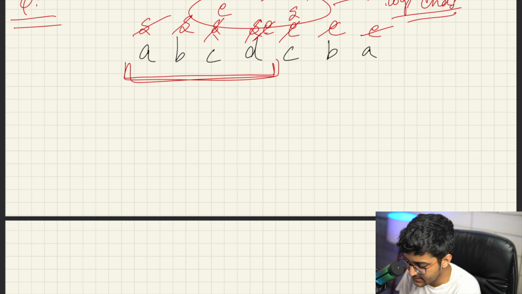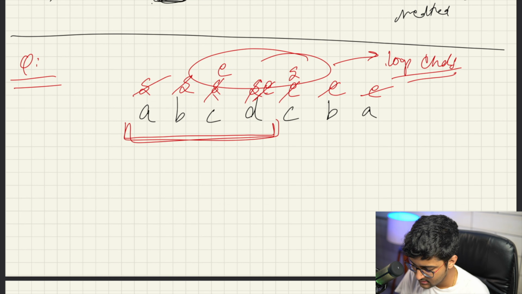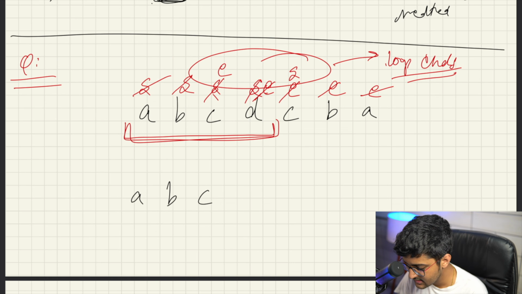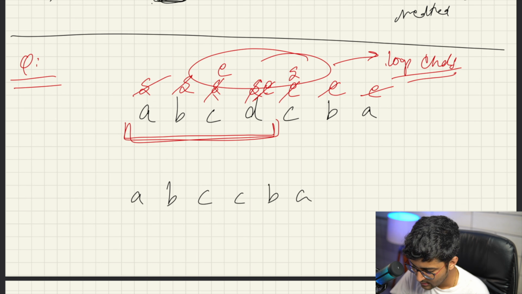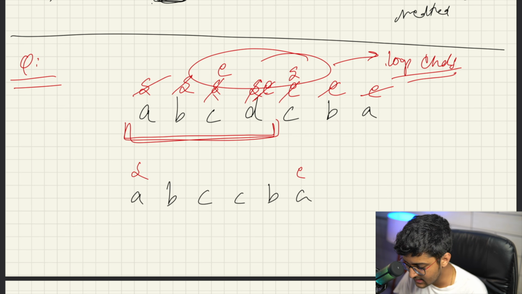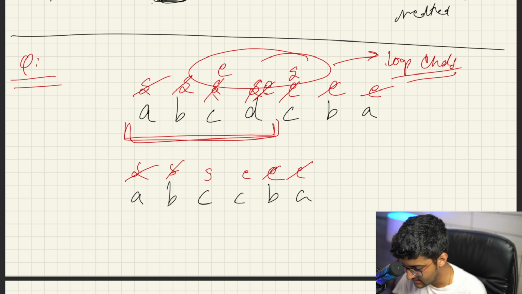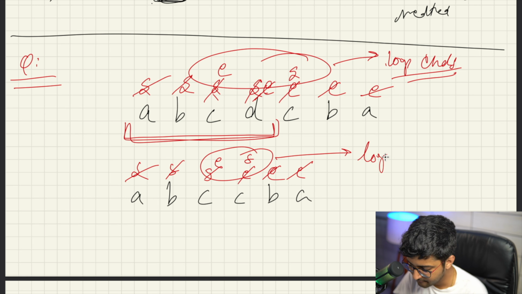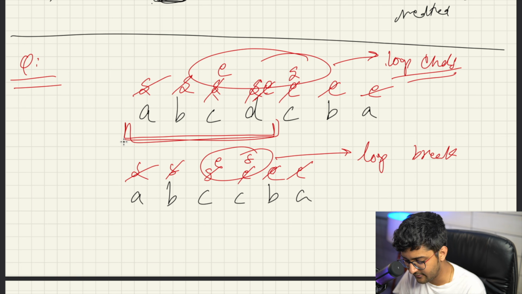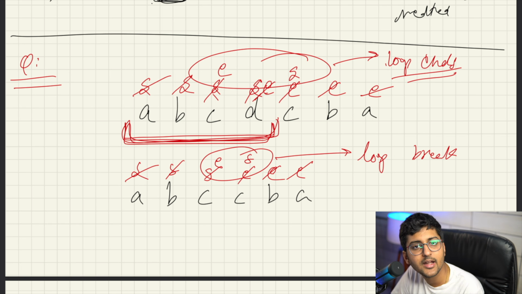If it contains, sorry, an even number of items, like A, B, C, C, B, A, over here also the same thing will work. Start equal to end? Yes, it is. End will come over here. Start equal to end? Yes, it is. And like this. Start equal to end? Yes, it is. Loop breaks. You can either run a while loop or a for loop till the half of the array. As simple as that.